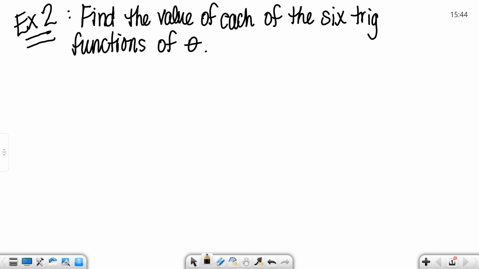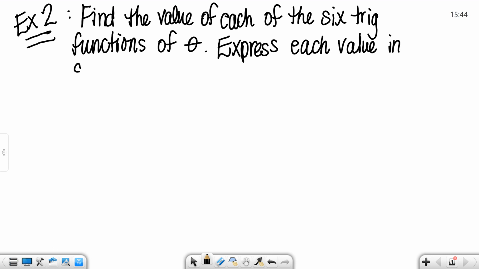Now here's where you've got to be careful. The directions are going to say express each value in simplified form. And so that's going to be super important. My Math Lab is going to throw your answers out and tell you they're wrong if they are not simplified.